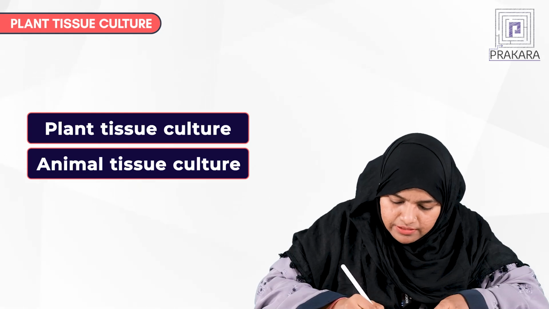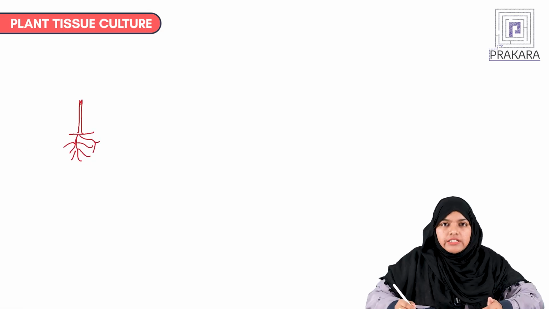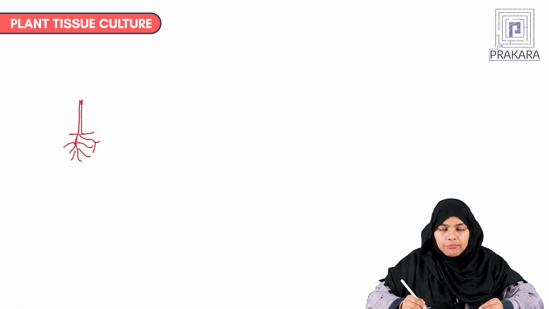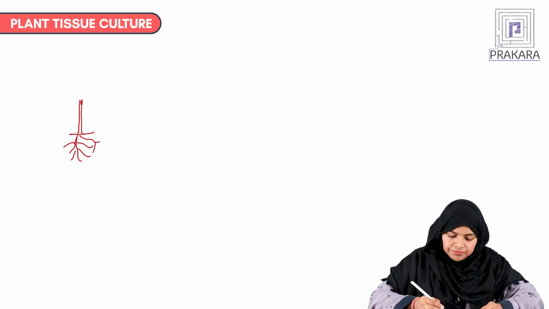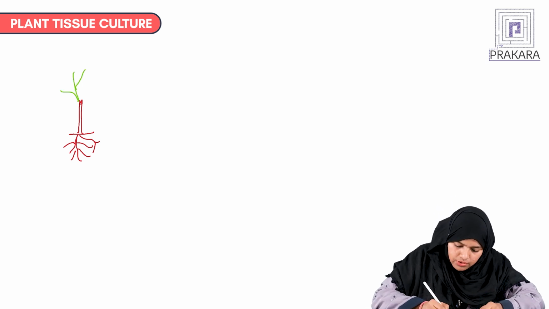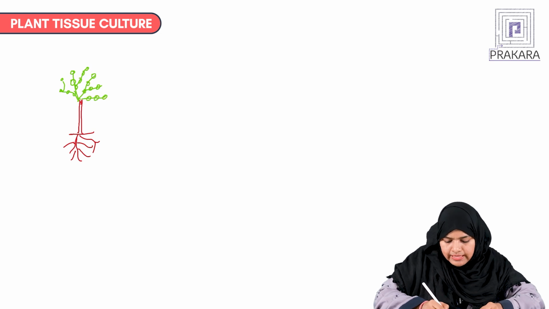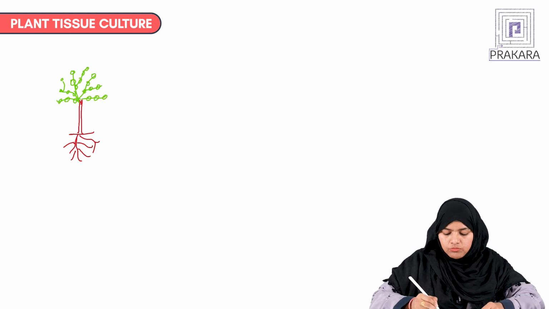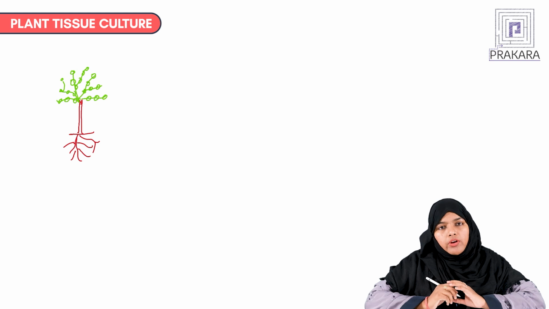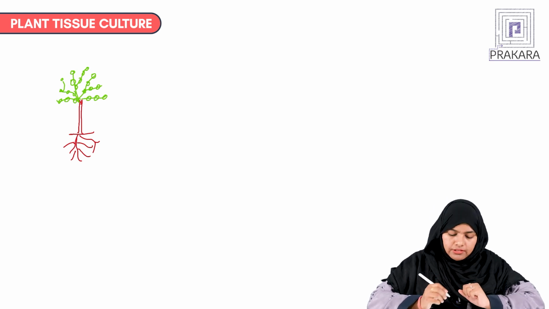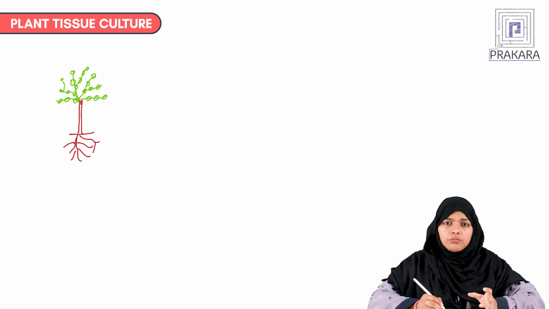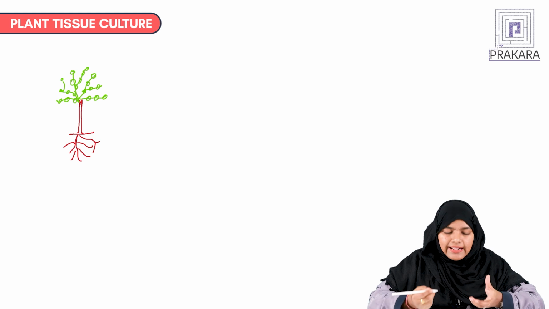So let me draw a diagram here. Before getting into the details, let me tell you a small example by drawing a diagram. Here I am going to draw a plant, whatever you consider. So let us assume that this is a plant. I am talking about conventional growth of a plant. Conventional growth is nothing but how a plant grows naturally.